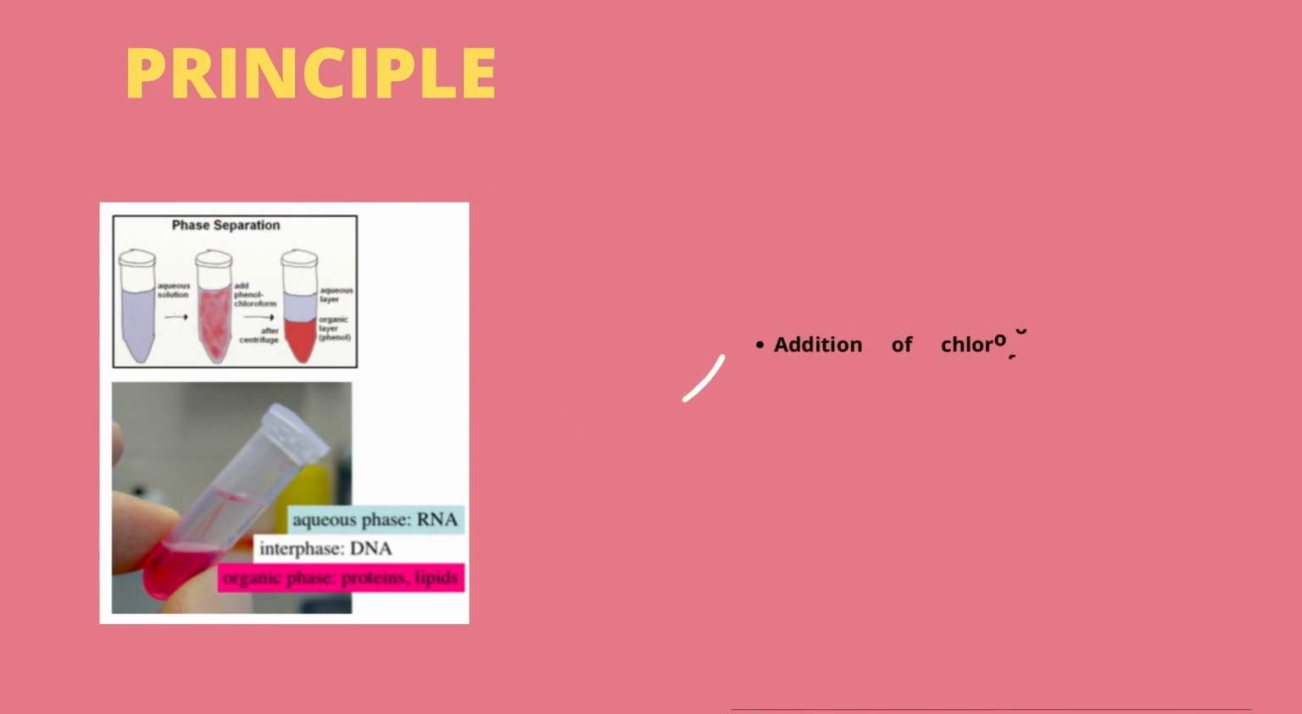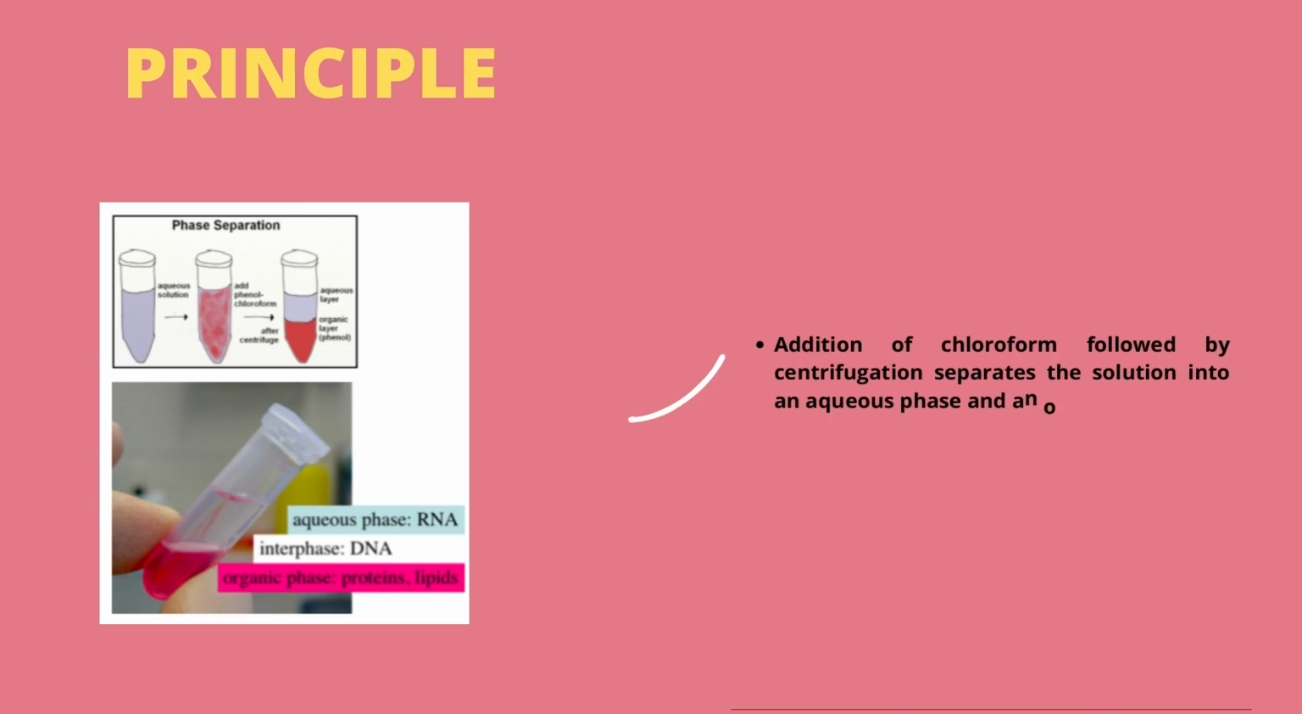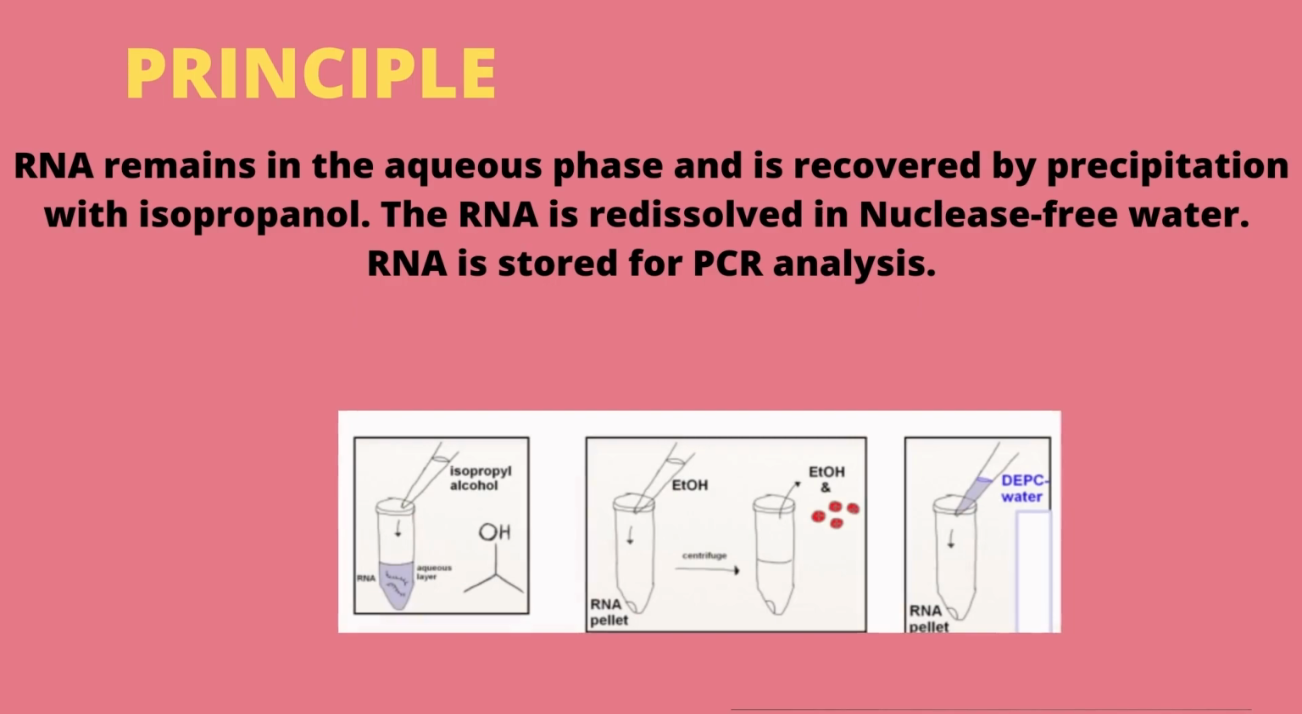The next step is phase separation. It is done by addition of chloroform followed by centrifugation that separates the solution into three phases: aqueous phase, interphase, and organic red phase. The aqueous phase will contain RNA, the interphase will contain DNA, and the organic red phase will contain proteins, cellular debris, and lipids, as shown in the figure.